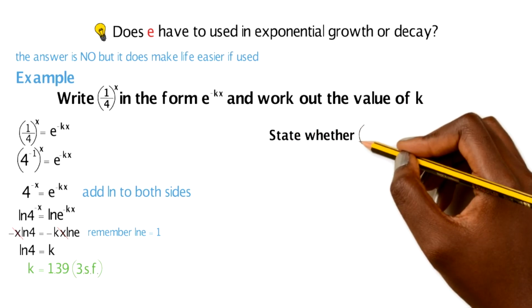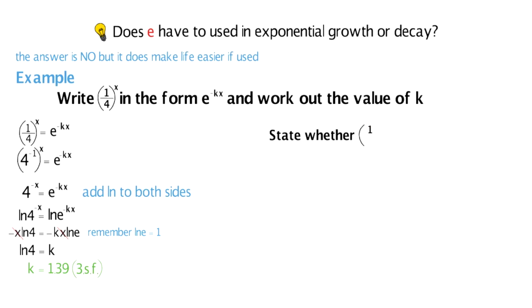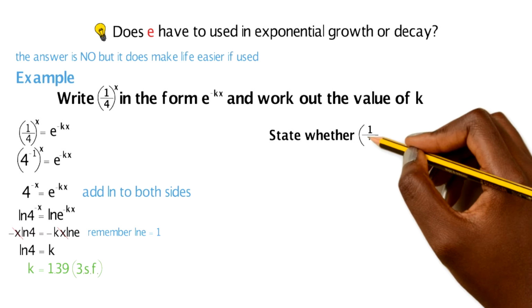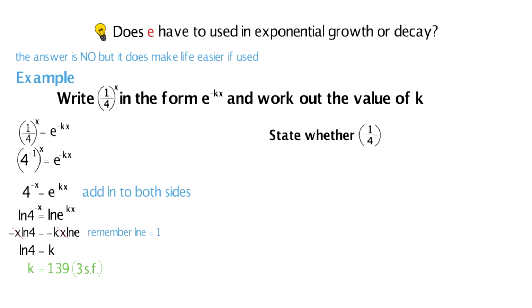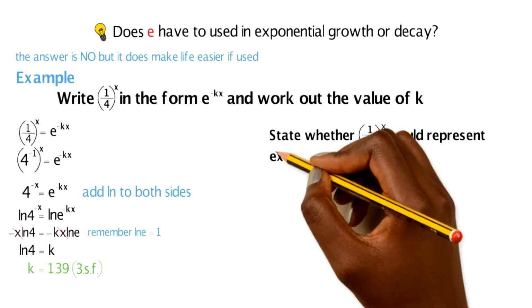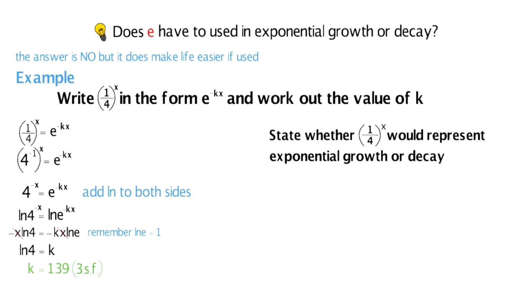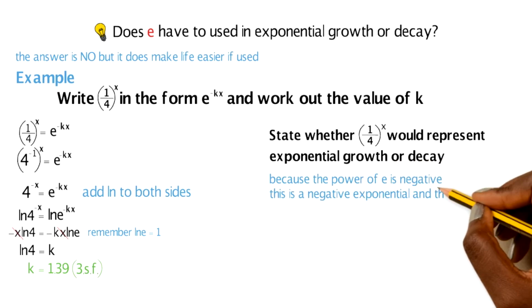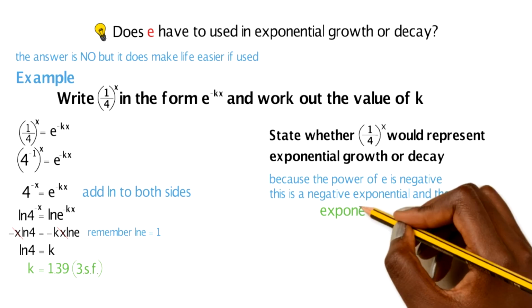So if a question now said, following on from that, state whether the quarter to the power of x would represent exponential growth or decay, looking at the scenario, because the power of e is a negative power, it's going to be a negative exponential. And so remember, negative exponentials are exponential decay. So when it comes to exponential modelling, this is basically shown on a graph, as in is it going to be shown as exponential growth or exponential decay, which I mentioned briefly in the other exponential and logs video.